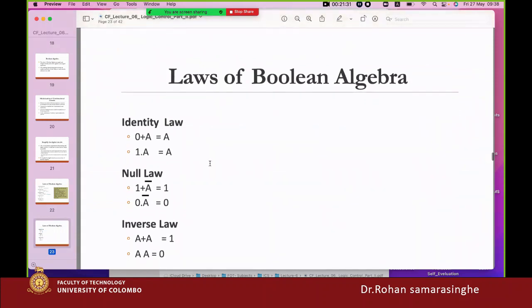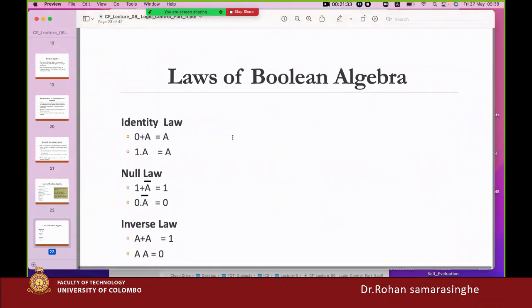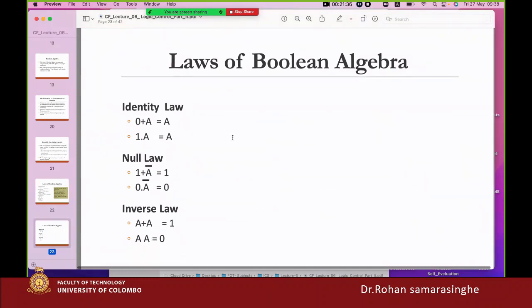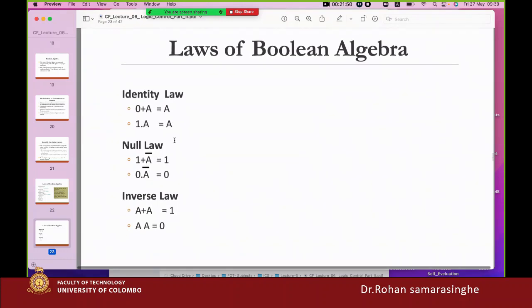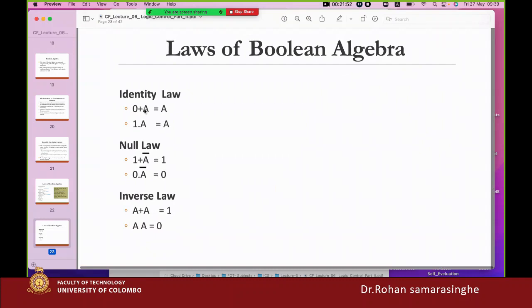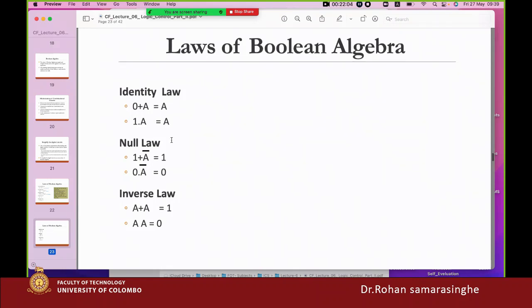Identity law for the AND and OR gates: A plus 0 is A, 1 dot A is also A. If A is 0, the output is also 0. If A is 1, the output is also 1. Whatever the value of A, we can get A. If A is 0, this becomes 0; if A is 1, this becomes 1.